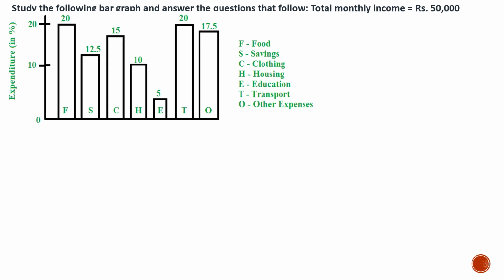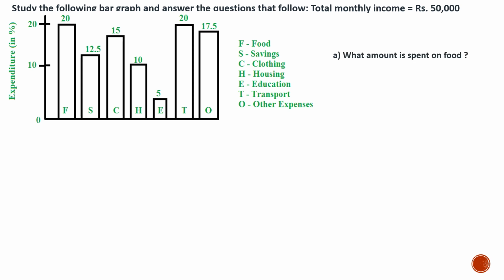Study the following bar graph and answer the question that follow. Total monthly income is 50,000. So in this question, expenses on food, savings, clothing, housing, education, transport and other expenses are given, and on the y-axis percentage of the expense is given. So here expense of food is 20%, savings is 12.5, clothing is 15%, housing is 10, education is 5%, transport is 20 and other is 17.5%.